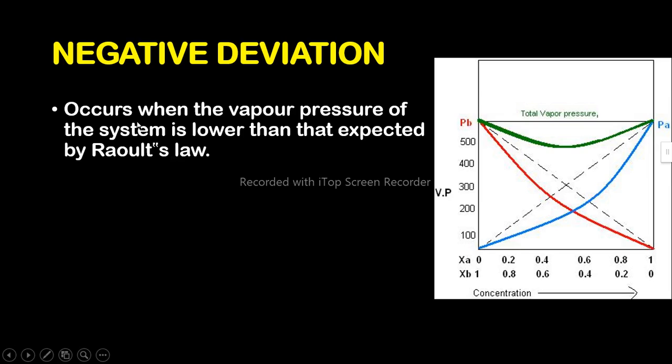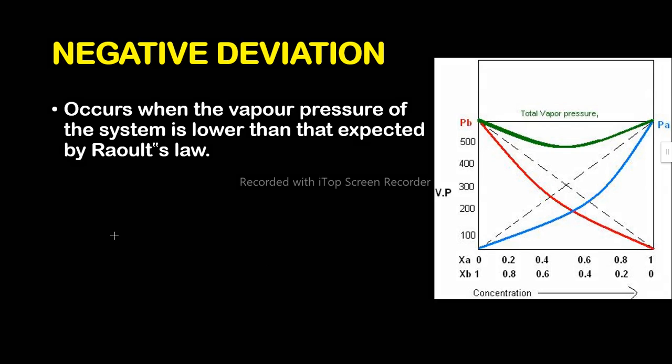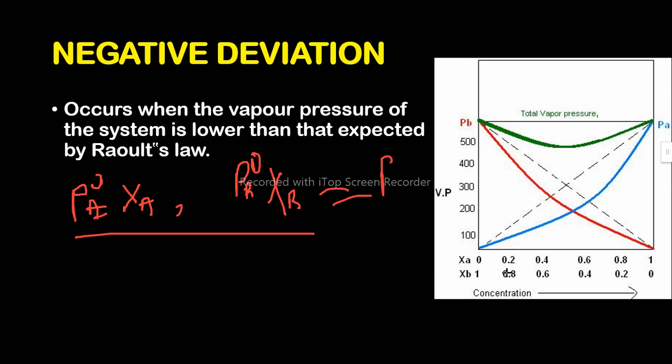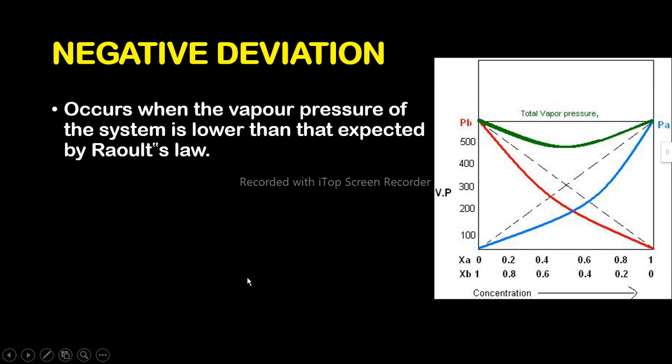So negative deviation occurs when the vapor pressure of the system is lower than that expected by Raoult's law. If you know the partial vapor pressure of each component, for example A, and the mole fraction of A, and the partial vapor pressure of B and the mole fraction of B, then from this you can get the pressure at any mole fraction by Raoult's law. But when you carry it out experimentally, you find that the vapor pressure is actually lower than what is expected by Raoult's law. So that's why it gives a negative deviation. Basically, that's how simple it is.